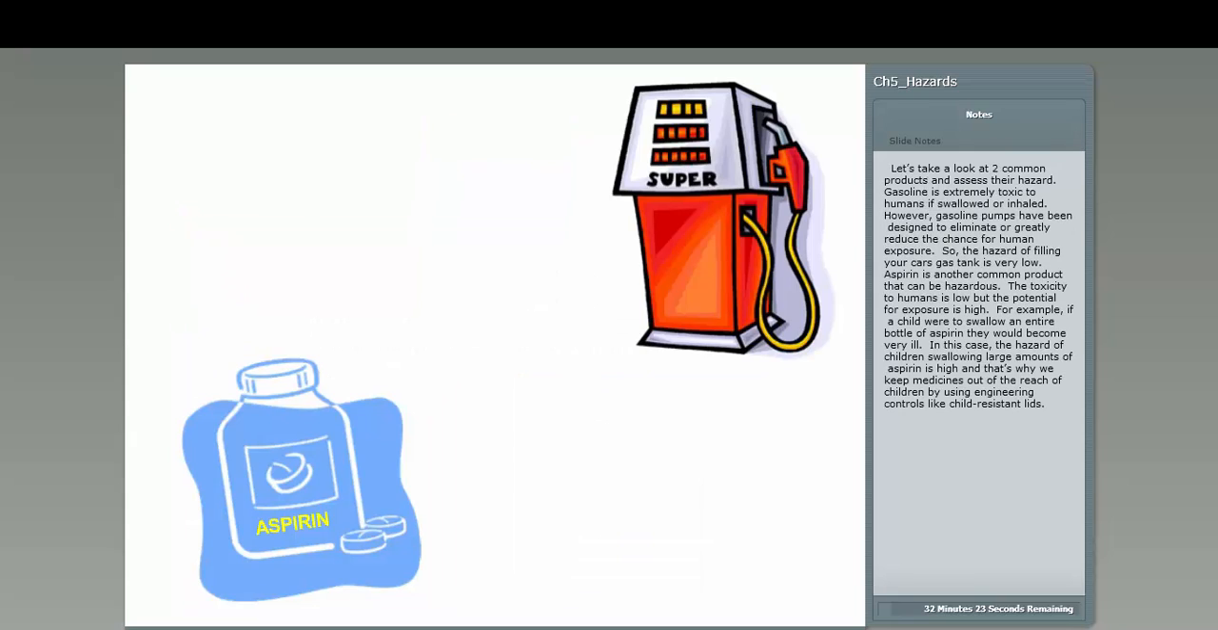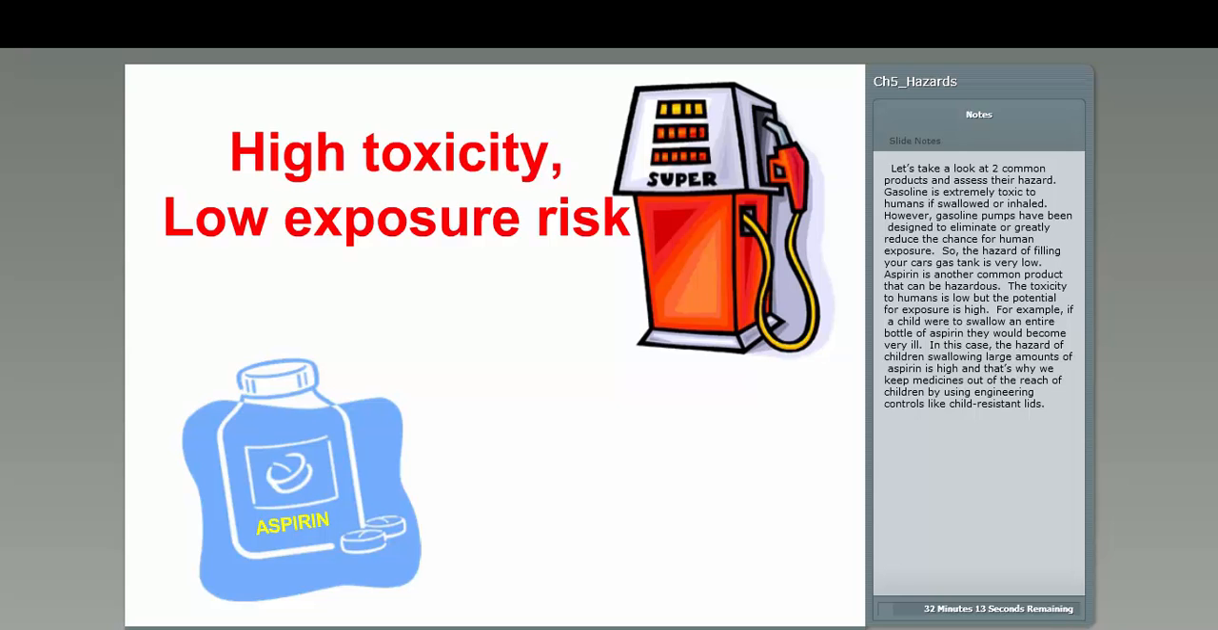Let's take a look at two common products and assess their hazard. Gasoline is extremely toxic to humans if swallowed or inhaled. However, gasoline pumps have been designed to eliminate or greatly reduce the chance of human exposure. So, the hazard of filling your car's gas tank is very low.